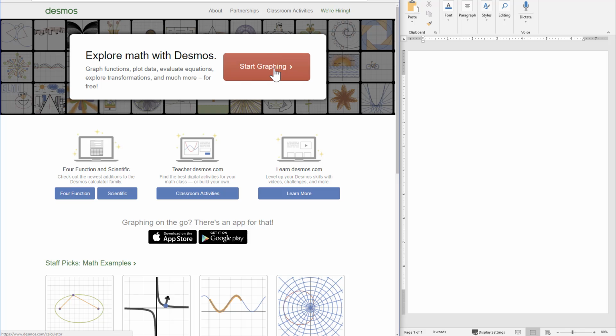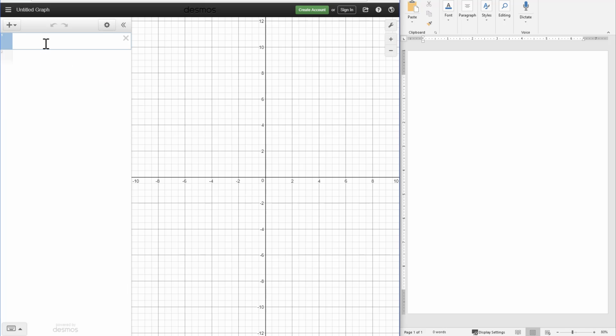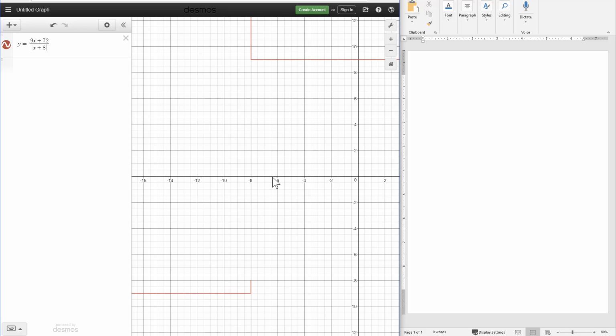Now let's verify with a graph. I'm going to pull out Desmos again, and let's take a look at that function. y is equal to 9x plus 72, and then we have to divide. So let me see if I can highlight this whole thing and hit the divide button, and then we have the absolute value of x plus 8. Close the absolute value. Now as you can see, there's something kind of weird going on here. The graph is in red or burgundy.